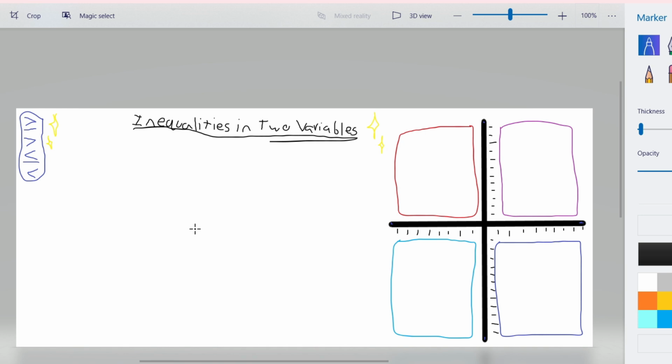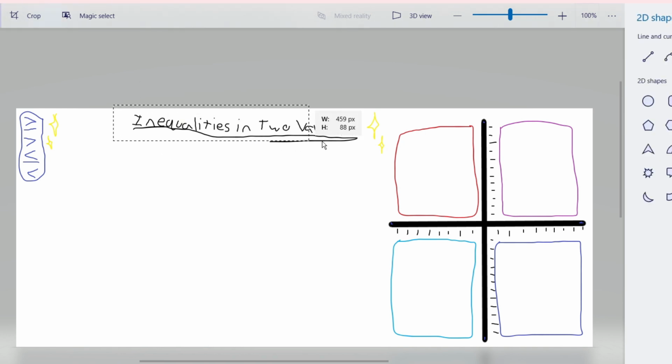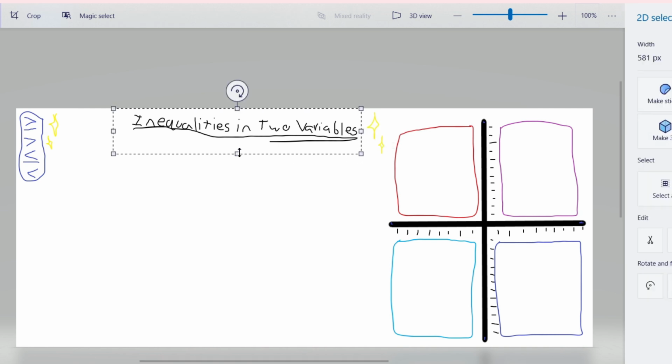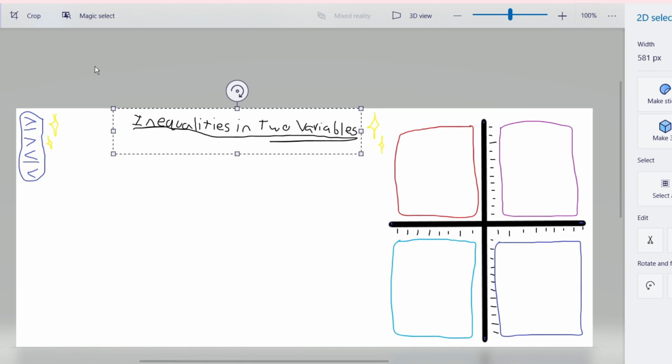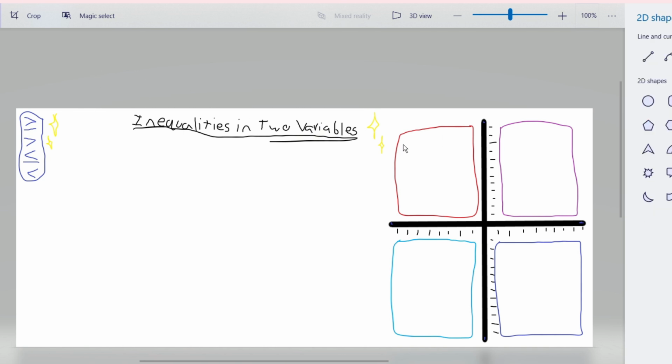Today we are going to be learning about inequalities in two variables. So, inequalities between two variables. We're doing the graphing way. We have our lovely graph here, the four squares marked with different colors, and these are the signs we'll be working with.